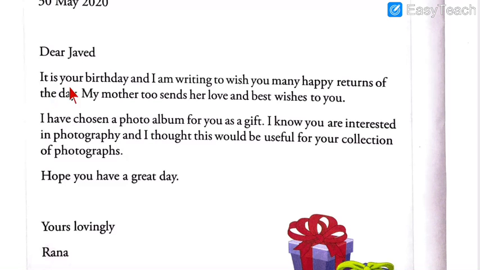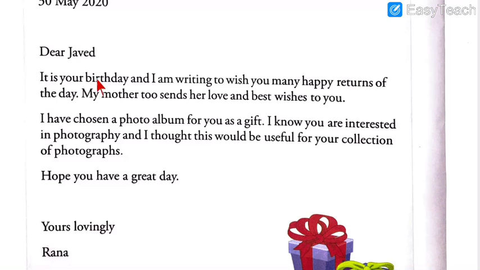Dear Javed, it is your birthday and I am writing to wish you many happy returns of the day. My mother too sends her love and the best wishes to you. I have chosen a photo album for you as a gift. I know you are interested in photography, and I thought this would be useful for your collection of photographs. Hope you have a great day.